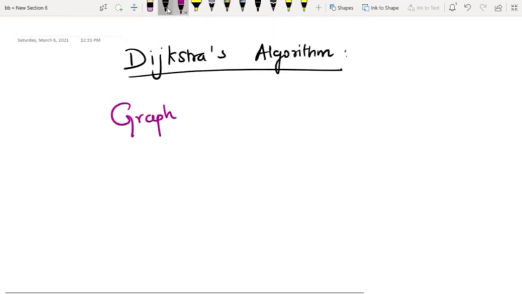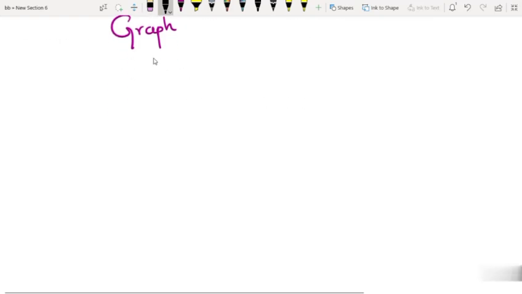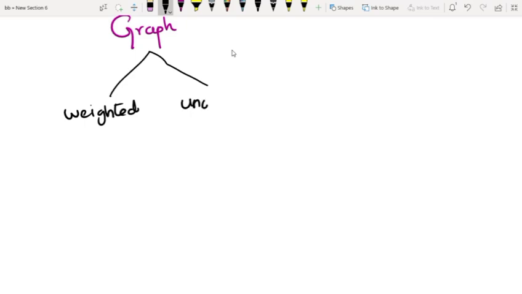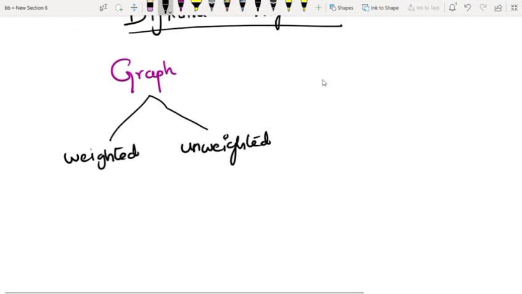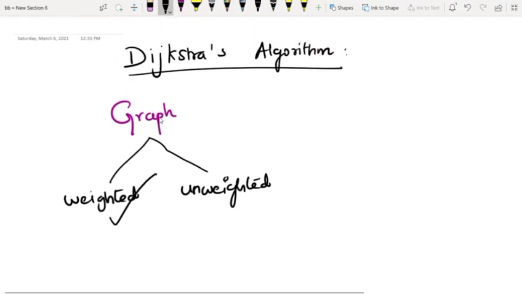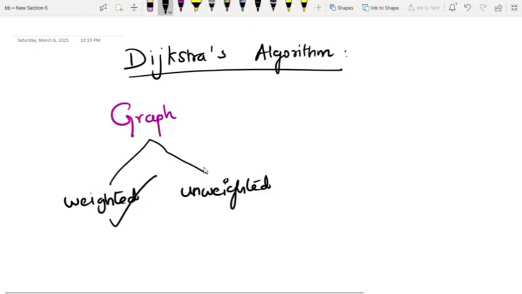And specifically we're going to apply this Dijkstra's algorithm only to one particular type of graph. Graphs have a basic type of classification called weighted and unweighted, right? We're going to apply this Dijkstra's algorithm to only weighted graphs. Okay, and you will understand why at the end of this session. The graphs may be directed or undirected, but I'm going to take an undirected graph. So remember, this algorithm is applied to weighted graphs.